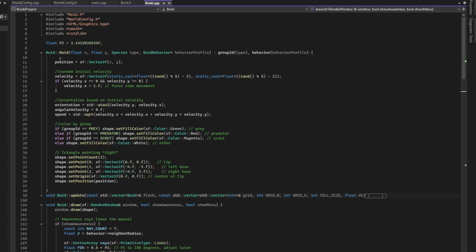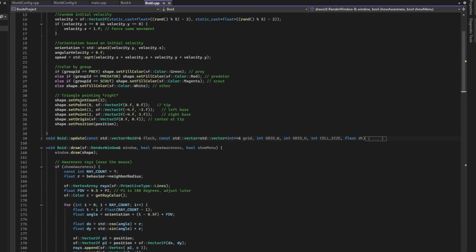So here we have the Boid class, and it's got the X, Y, the species type, the behavior profile, and with that we pass in the group ID, that's 0, 1, or 2 for the 3 species we've got, and the behavior profile for whether they are prey, predator, or scout.